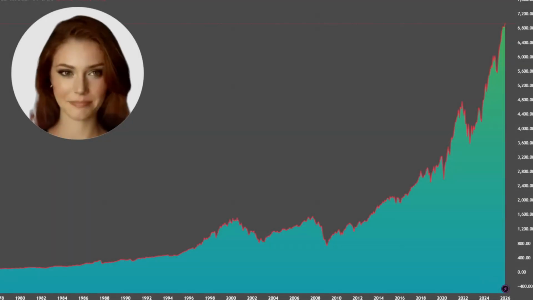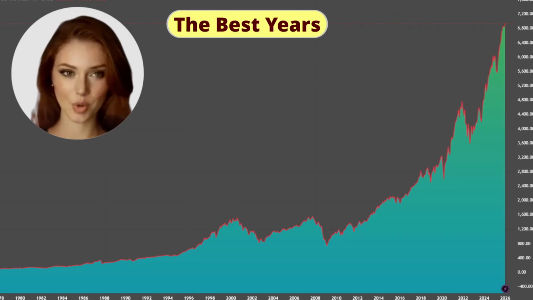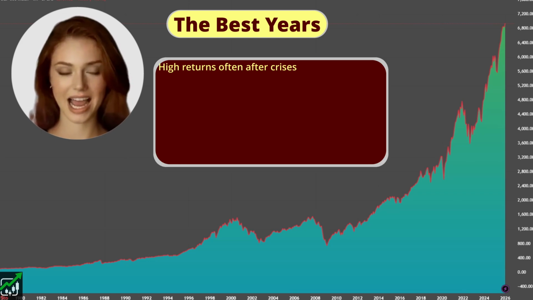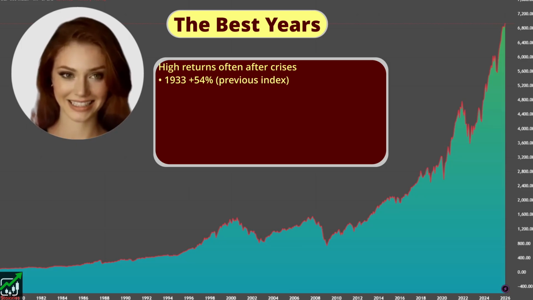In the history of the S&P 500, there have been years with very high returns when the index recorded impressive growth. These years usually came after difficult periods when the economy began to recover and investors regained their optimism. One of the best years in the history of the American market was 1933, when one of the predecessor indexes of Standard & Poor's recorded a growth of about +54%. At that time, the markets were recovering from the Great Depression, in a phase of strong economic recovery.